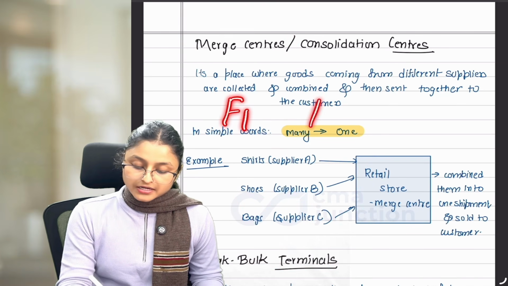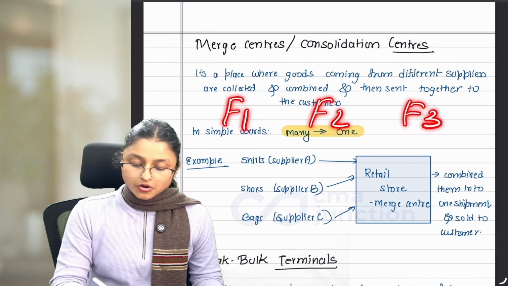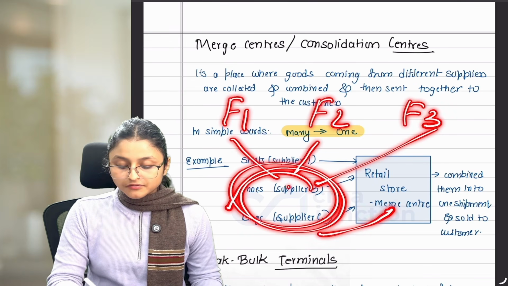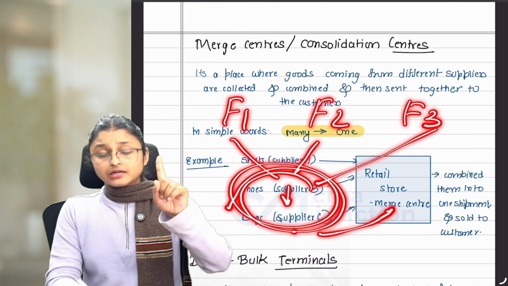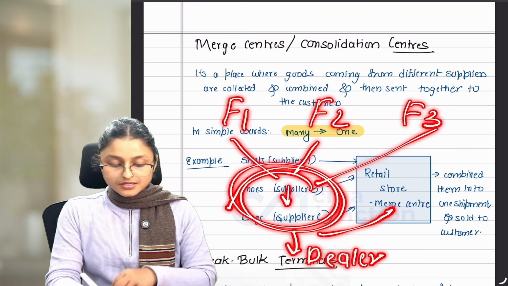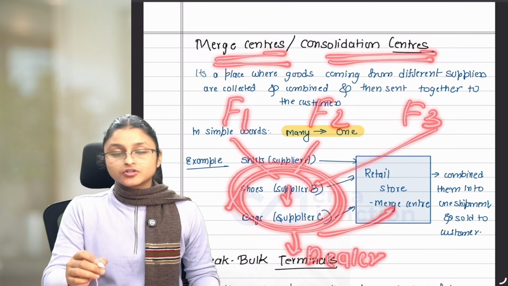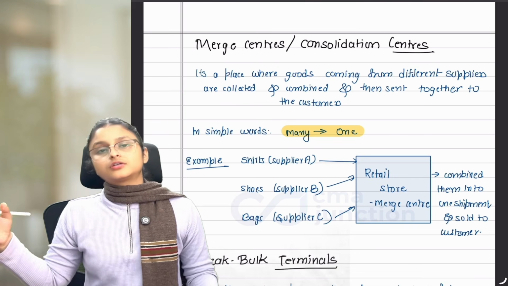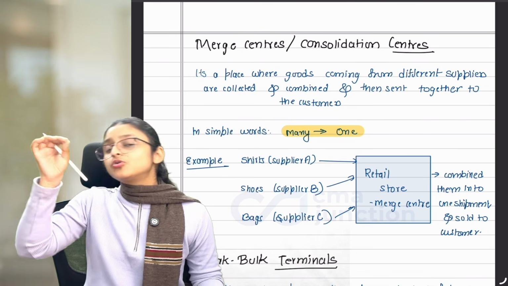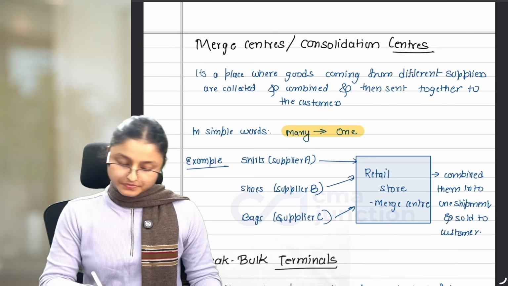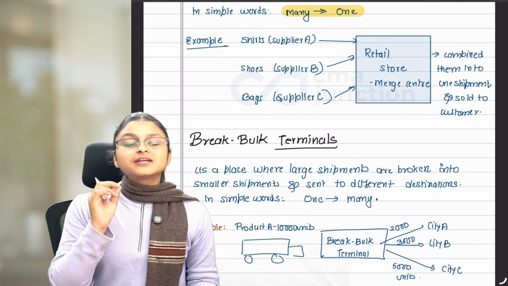How? Factory 1, factory 2, factory 3, all of them will send their product to the merge center. Now this merge center will merge all the products and only one truck will be sent from this merge center to the dealer. And hence the merge center is really helpful for the organization for reducing the cost. Because earlier you were traveling a lot. You were using 3 trucks to go to the same dealer. Now you are doing that with only 1 truck. Done.